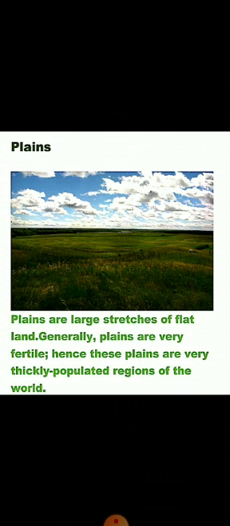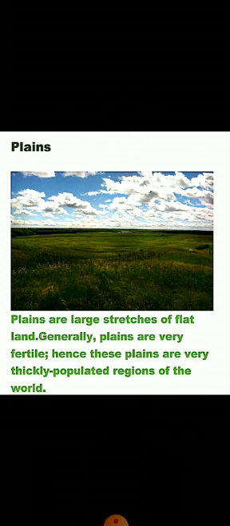Next we'll talk about the plains. What are plains? Plains are large stretches of flat land. These plains are very fertile, hence they are very thickly populated regions of the world. Plains are broad, flat and low-lying surfaces of land. Plains are also called lowlands. Most plains in the world are formed by deposits of rivers, for example, the northern plains of India. The rivers deposit the sand, mud and silt that they carry on their banks. These deposits form plains.